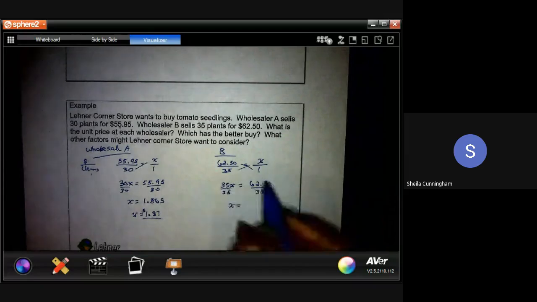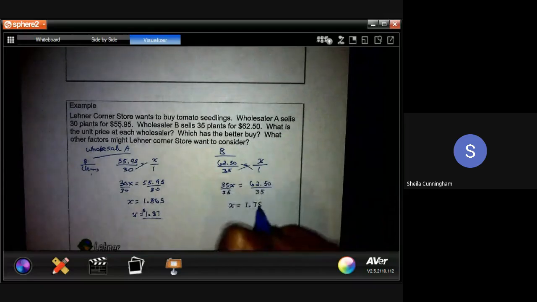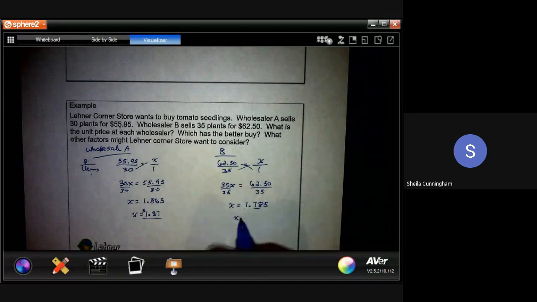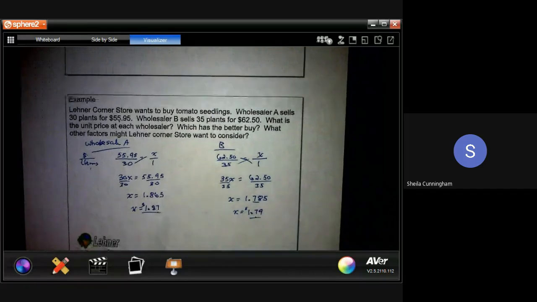I'm getting x is equal to 1.785. So in this instance, again, I'm dealing with 2 decimal places. This is a 5, so it's going to bump that 8 up 1 spot, which means I'm going to have it as 1.79. So now we know what we've got going on here. The cost for a seedling at A is $1.87. At B, it's $1.79.